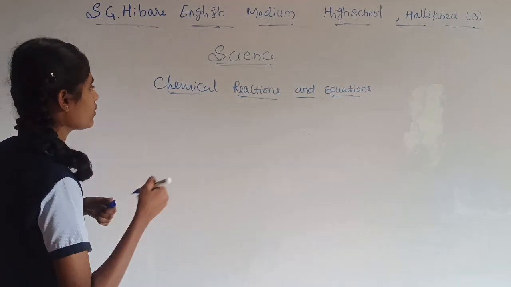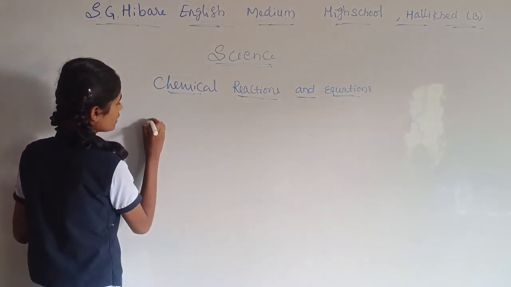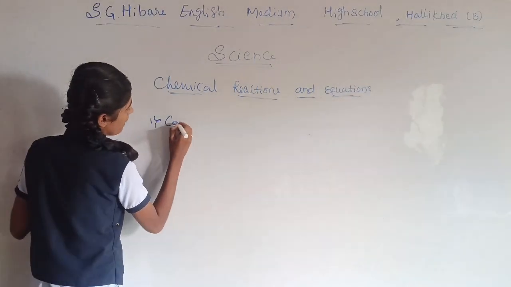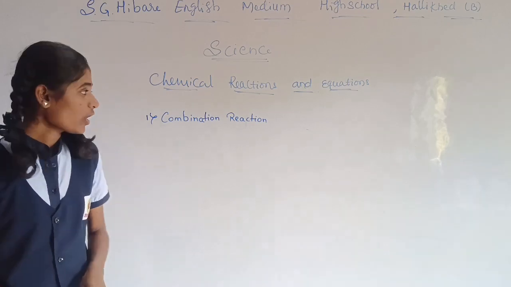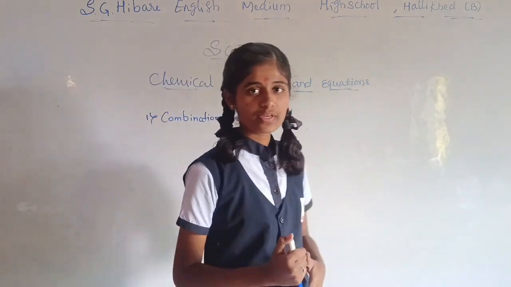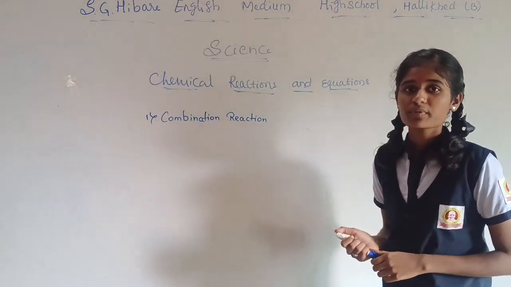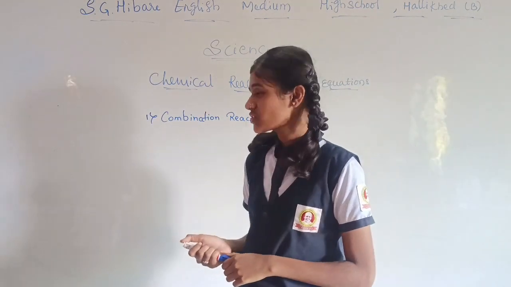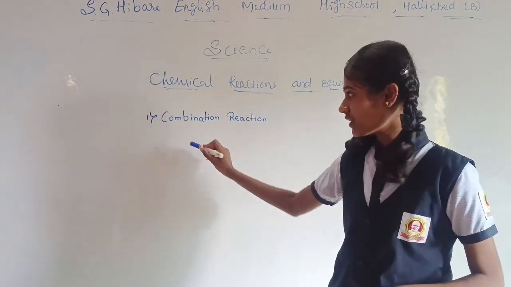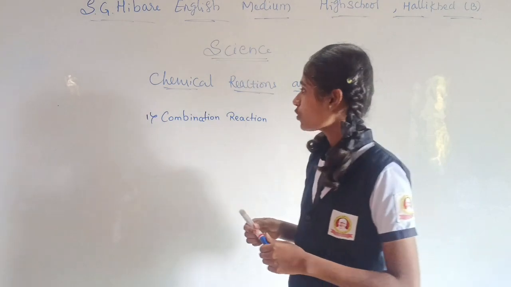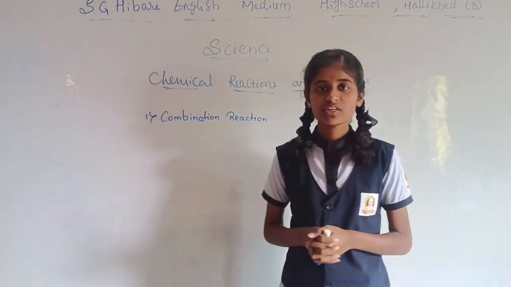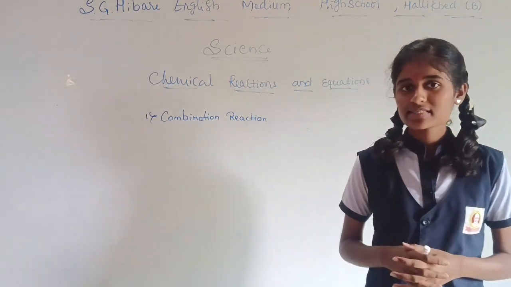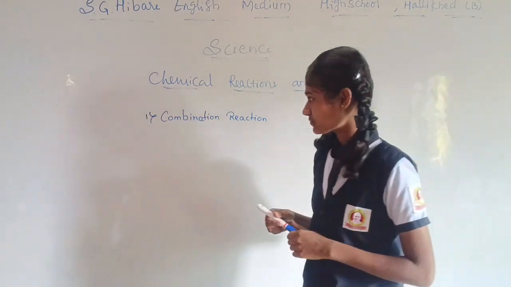Now we'll come to know about the different types of chemical reaction. So the first one is combination reaction. The word itself says combination, means combine. So a combination reaction is a reaction in which two or more reactants are combined to form a single product.